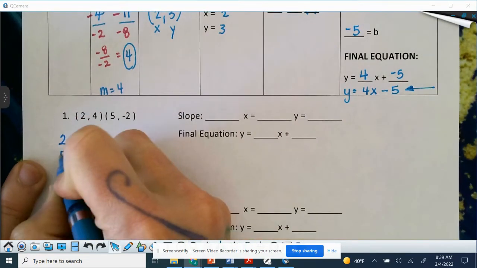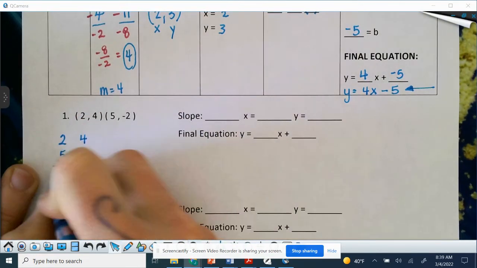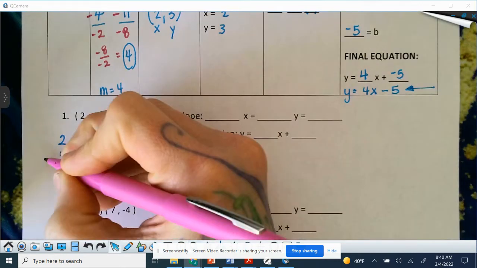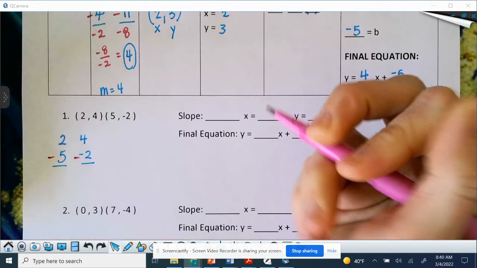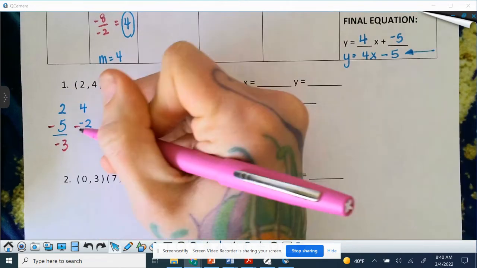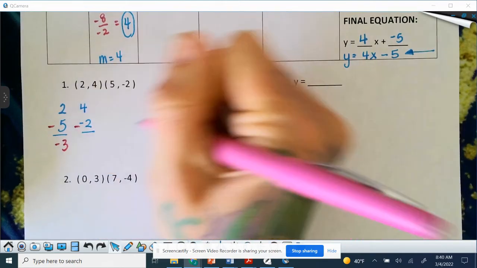So my x's are together and my y's are together. And then I'm going to subtract them both. So 2 minus 5 is going to give me a negative 3. That minus turns that into a plus. So we're going to end up with a positive 6.